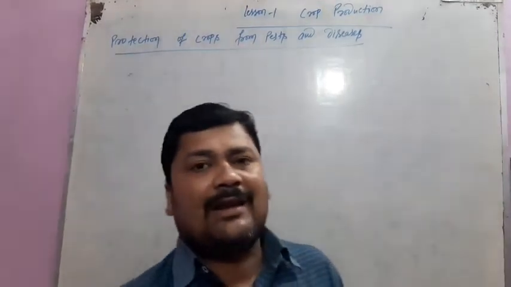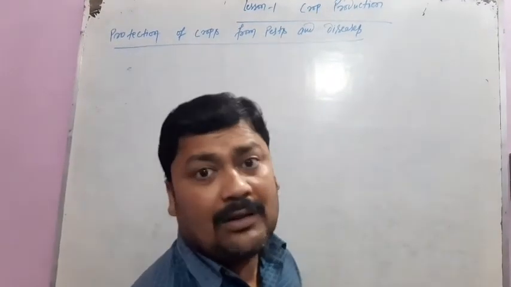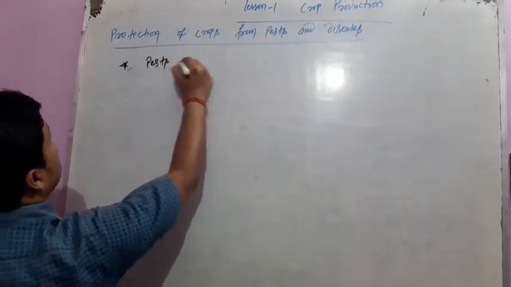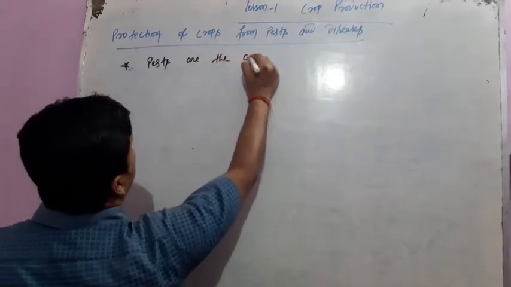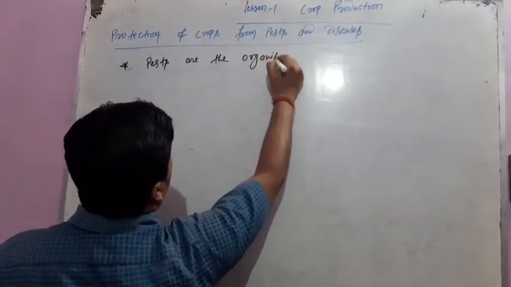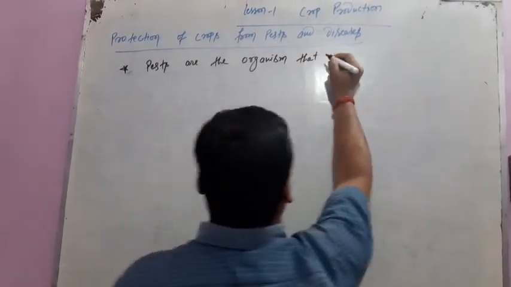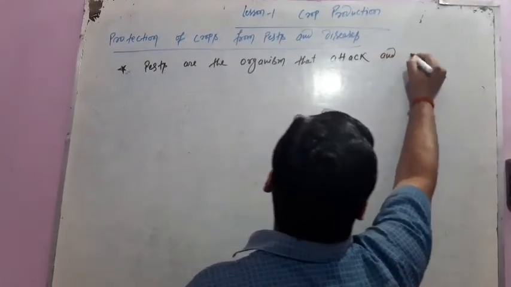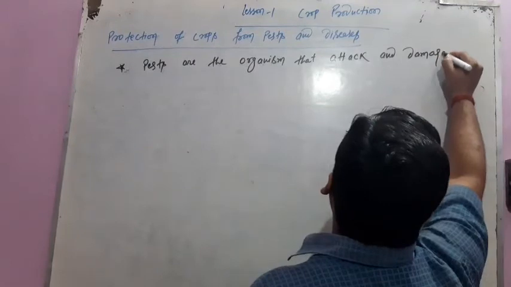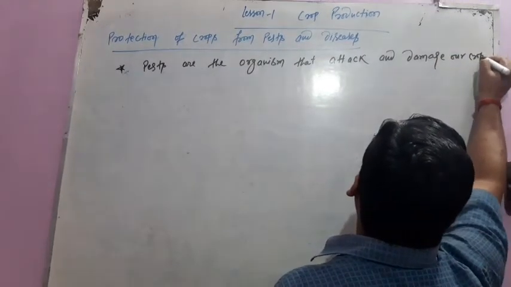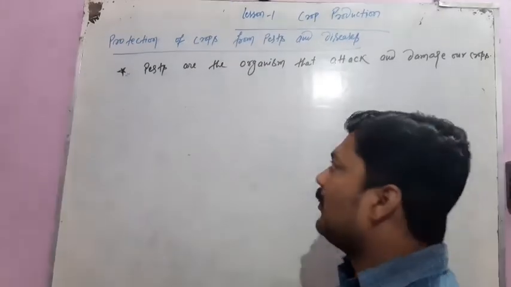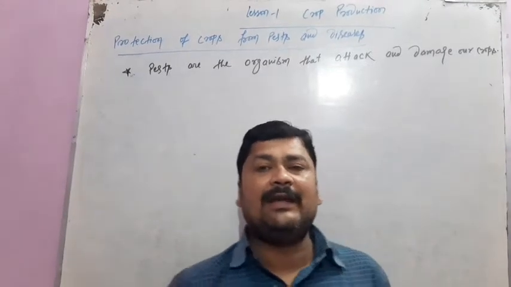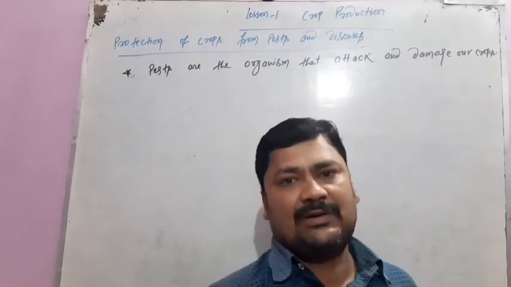Here the very first question that comes to our mind: what are pests? Pests are organisms that attack and damage our crops. They are very harmful for us. If they are present in our field, then the production of crop will be reduced from time to time.